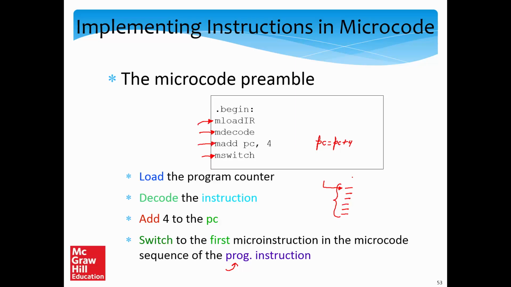For example, add will have a separate microprogram. Subtract will have a separate microprogram. So whenever we encounter subtract and we have decoded it, when we call mswitch, it will move the micro PC to the first micro instruction in the part of the microprogram that is specific to the subtract simple disk instruction. So the preamble remains common. All instructions will have to execute the preamble first, which are these 4 micro instructions. These are absolutely common. After this, the micro instructions will be different.